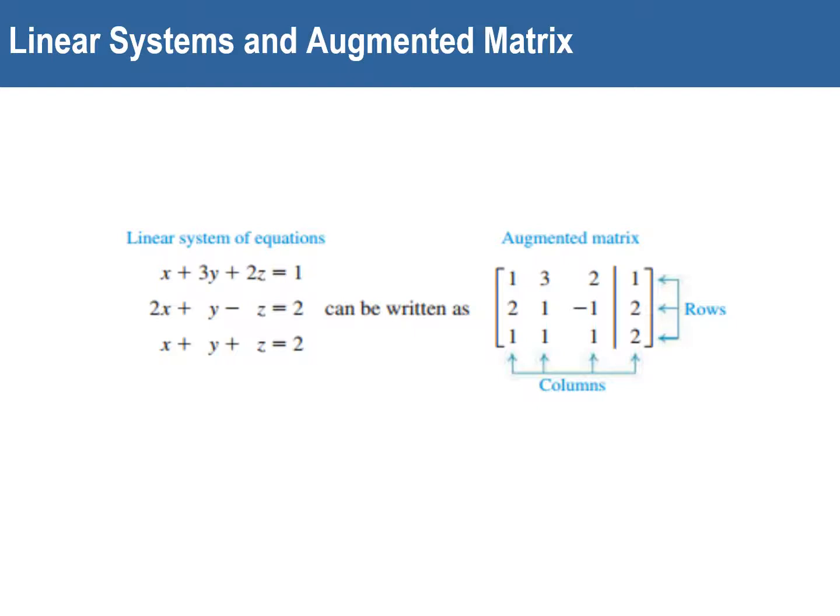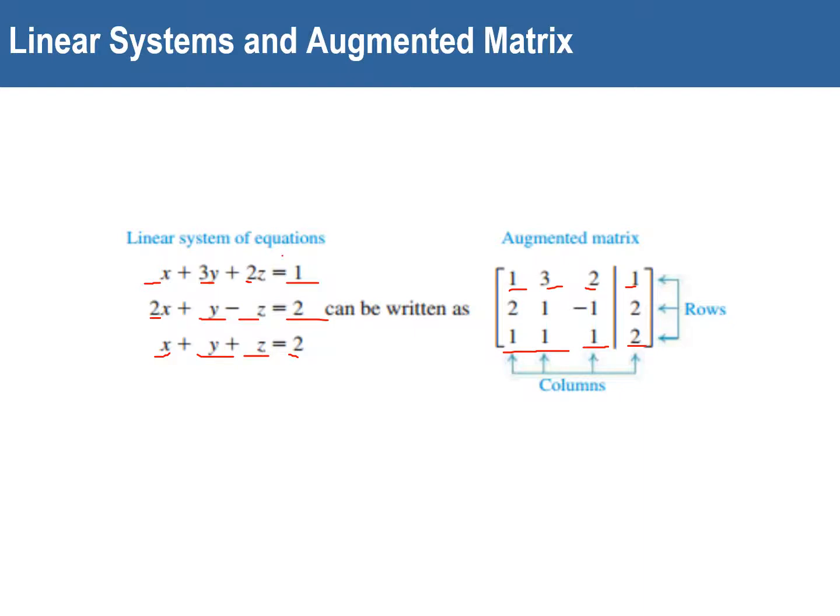Now, a system of linear equations can be written as an augmented matrix. So if I have the equations x plus 3y plus 2z equals 1, 2x plus y minus z equals 2, and x plus y plus z is 2, I can write this as what we're going to call an augmented matrix by taking the coefficients of the first equation and putting them in the first row, and the coefficients of the second equation and putting them in the second row, and the coefficients of the third equation and putting them in the third row.